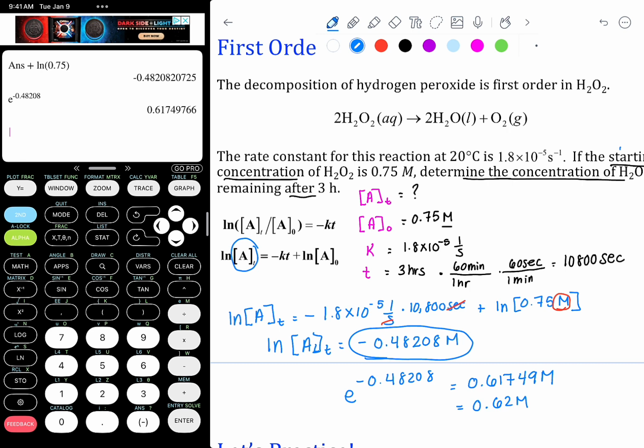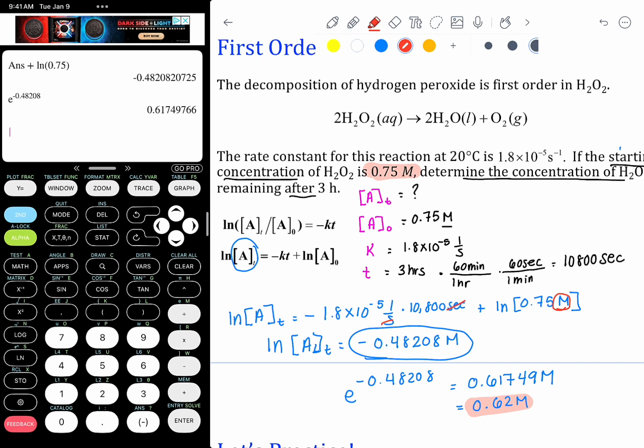Well, we know that in this reaction we're going from reactant to product, and we're starting with only reactant. Therefore, if we're forming product, we should see the concentration of our reactant decrease. So our initial concentration was 0.75, and our concentration at some later time is 0.62. So we're seeing a decrease in that concentration because we're creating product. And so that concentration does make sense.